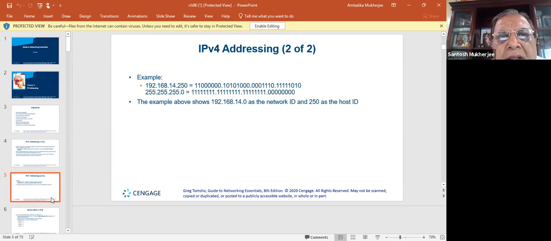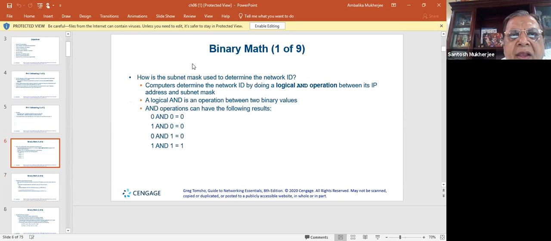So the first one is the IP address, followed by the bits with 0s and 1s as binary numbers. How is the subnet mask used to determine the network ID? A computer determines the network ID by doing a logical AND operation between its IP address and the subnet mask. To determine the network ID, you use the subnet mask, by which you can determine which one is your network ID.